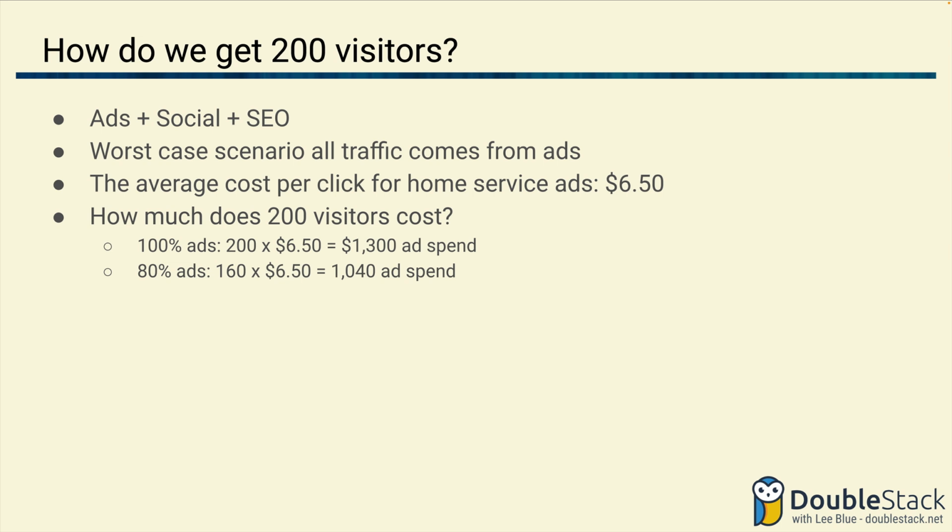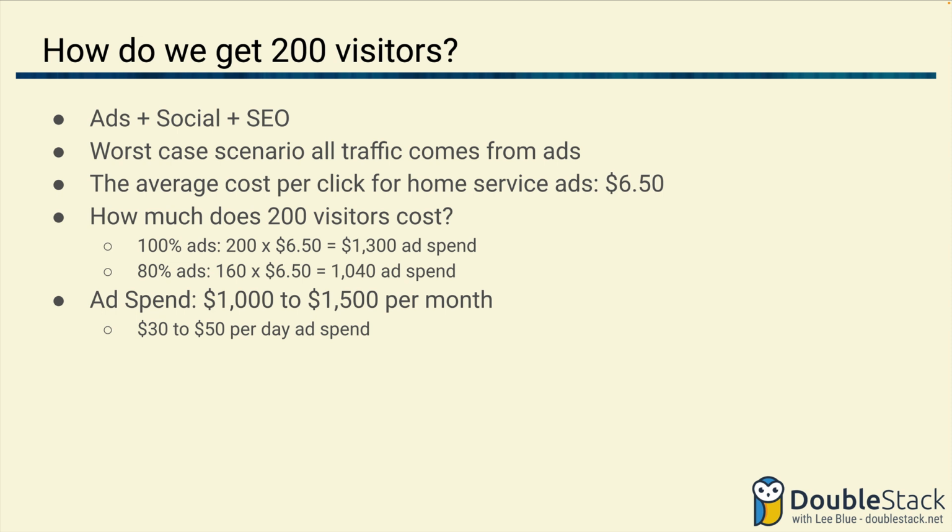Now, maybe later on, as I'm doing the social traffic and the SEO, I'm getting some organic leads, and I only need to buy 80% of the traffic because 20% is coming in organically. Well, now I only need 160 clicks, and at $6.50 per click, that's only $1,040 in ad spend. So the ad spend is roughly going to be somewhere between $1,000 to $1,500 per month, which equals about $30 to $50 of ad spend every day. That's right on target with what we recommend for almost all of the local businesses we've been working with, so that's a pretty familiar number.